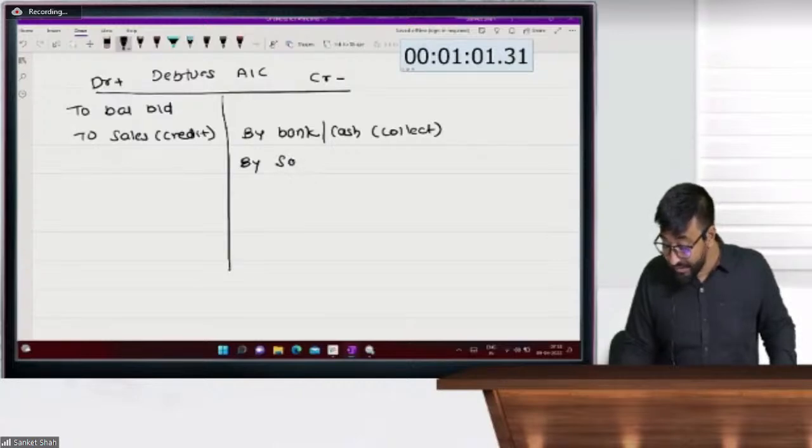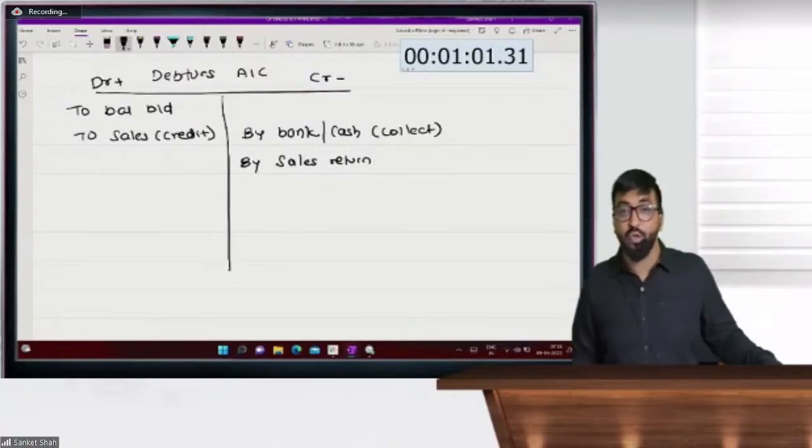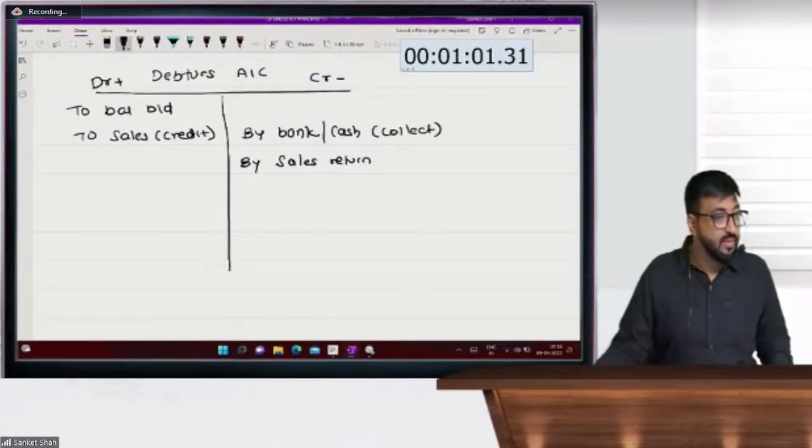By sales return, beta. If he returns sales, yes, your debtors is going to decrease. Have you written sales return, beta?